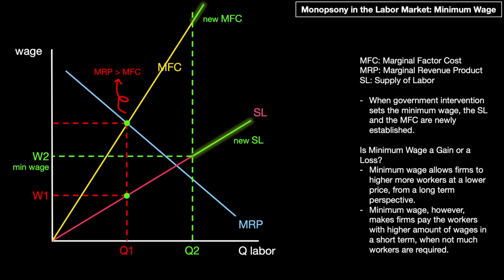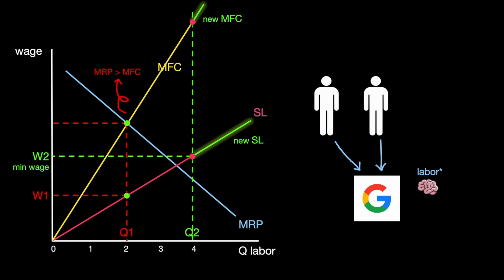Then let's make it easier. I'll combine it with the example I showed you earlier. So let's bring back these tiny guys. When we look at the red line, which is before the minimum wage existed, the firm is only able to hire up to 2 people.